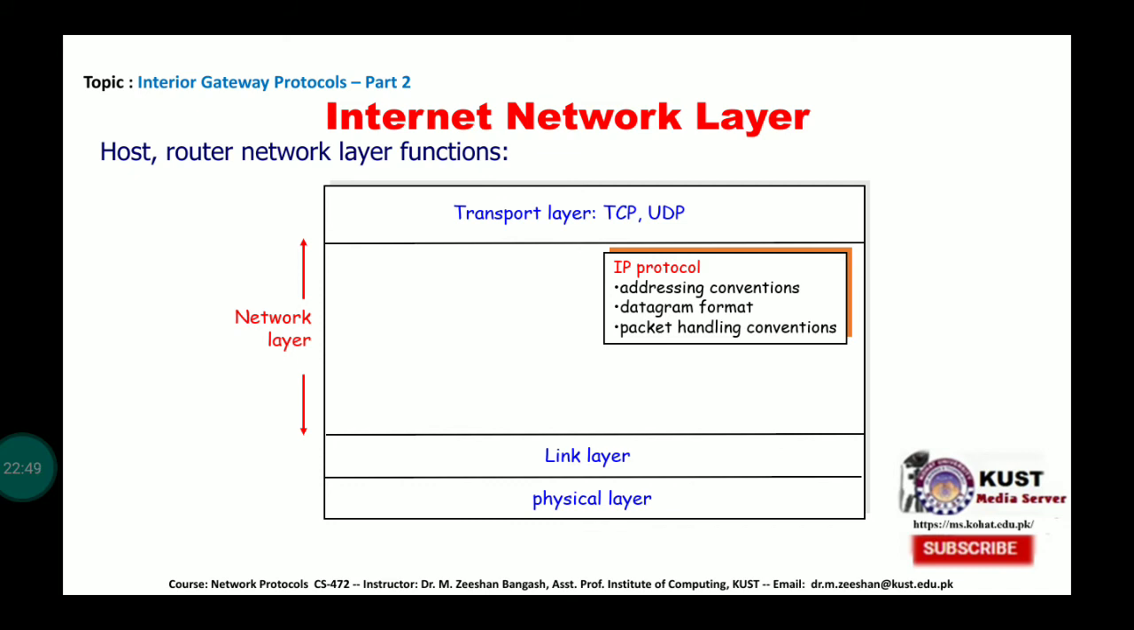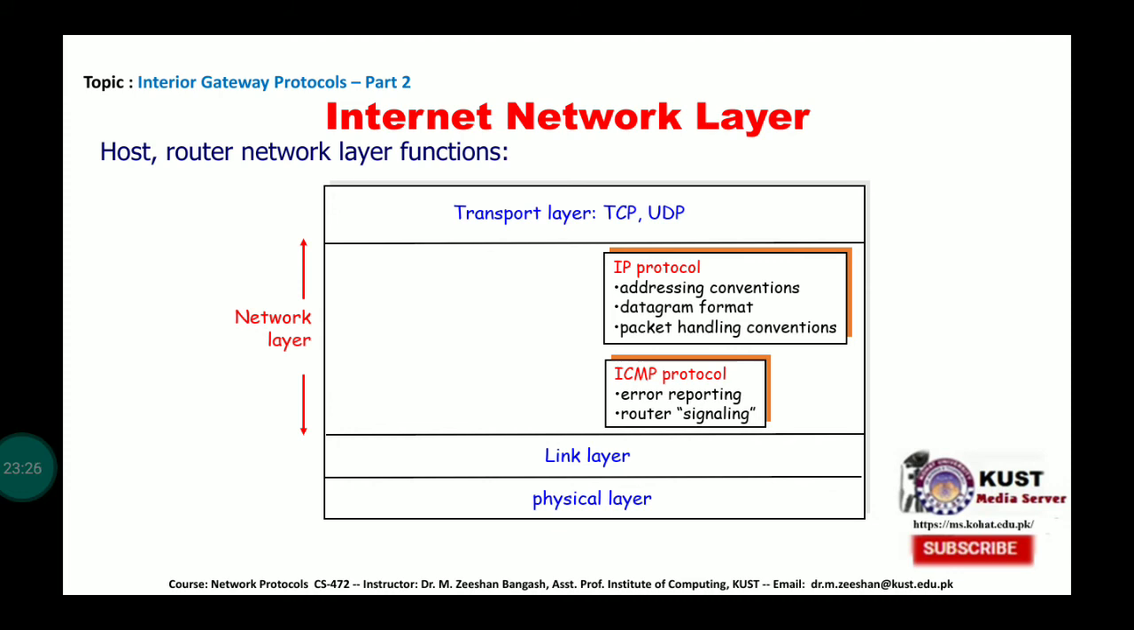And for that, there are addressing conventions. We discussed that. And then there's a format for the datagram that has to be packed and handed over either to the upper layer or to the lower layer. This protocol also defines some packet handling conventions. We already discussed these conventions in the previous session. Then there is an error reporting mechanism. We call it the ICMP protocol, and it's used for signaling purposes as well.